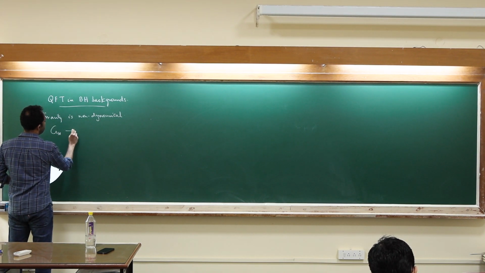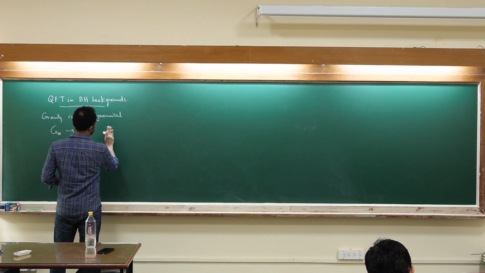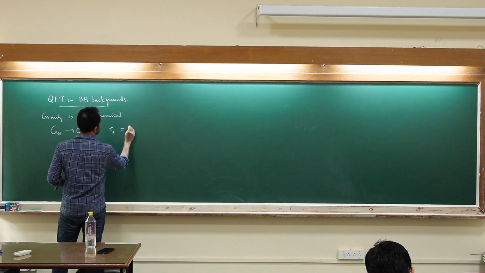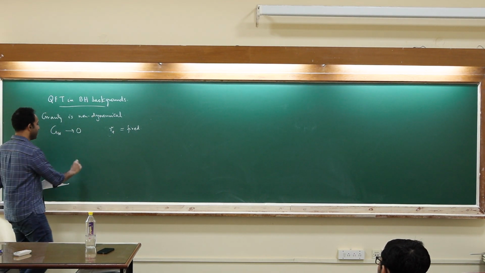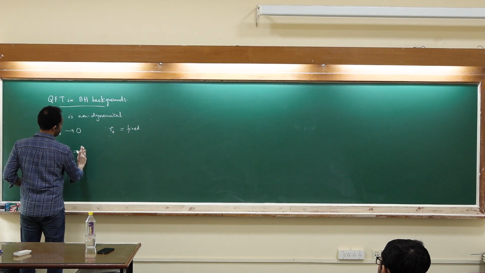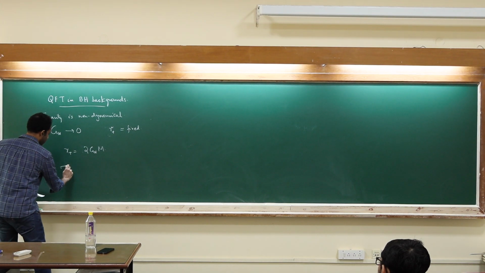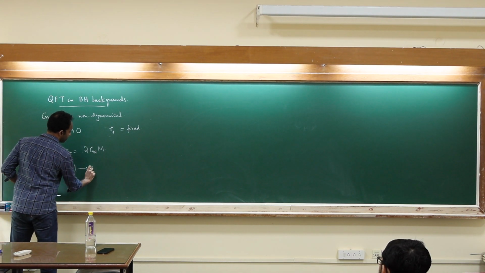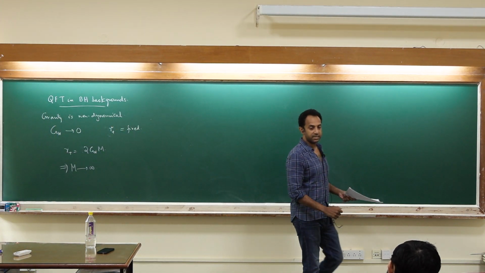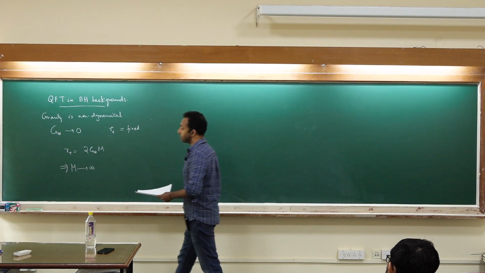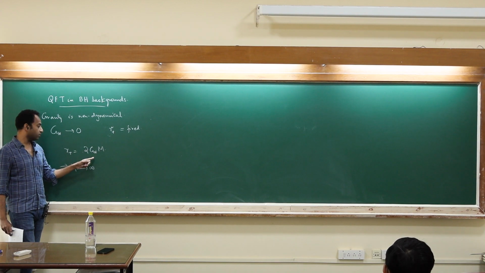So G Newton going to 0 is the limit, but at the same time, R horizon, the radius of the horizon, is held fixed. Note that this means the horizon radius is G Newton times m. So the mass of the geometry is going to infinity. The mass of the black hole is basically going to infinity.